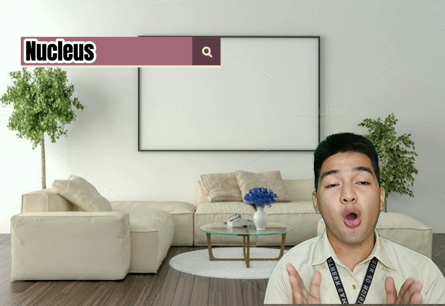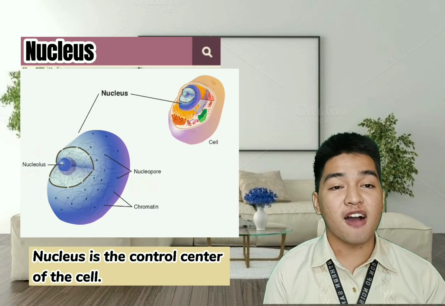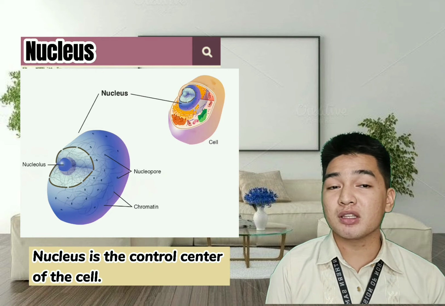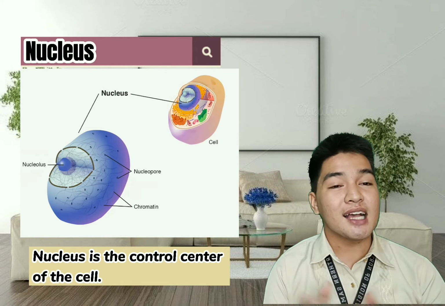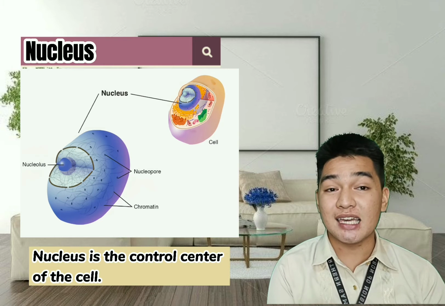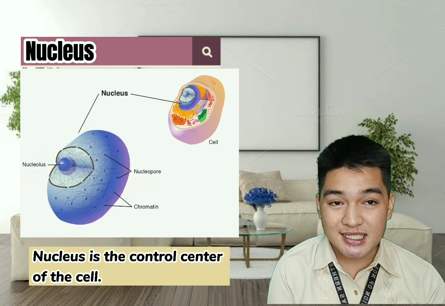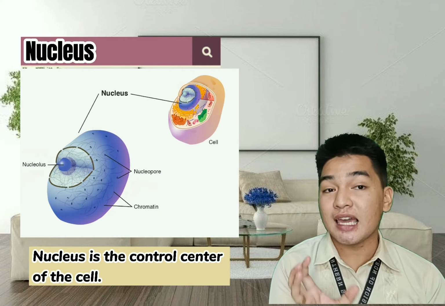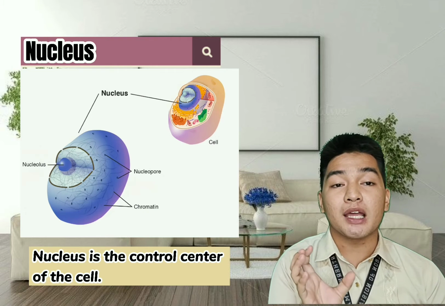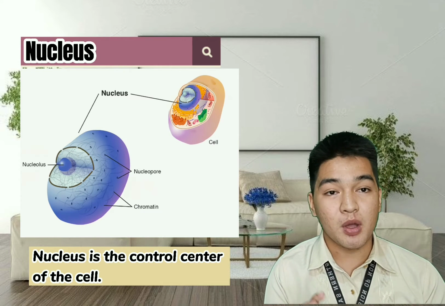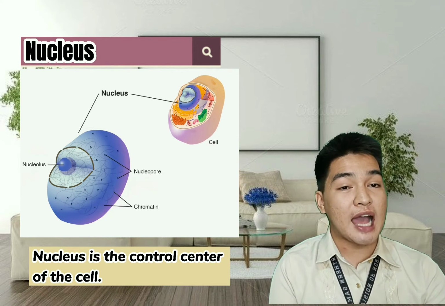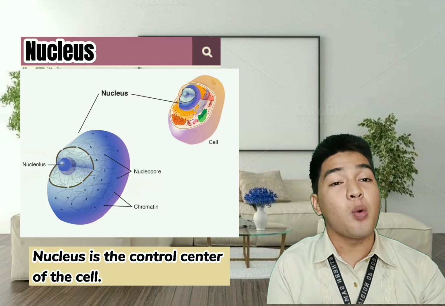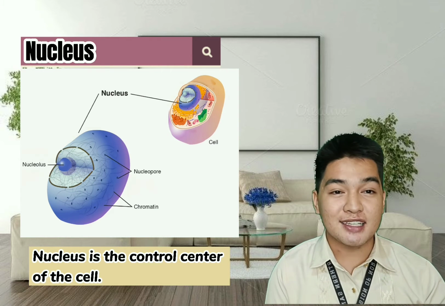Third is the most important organelle in the cell, which is the nucleus or the control center of the cell. Bakit siya tinatawag na control center of the cell? Kasi dito mo makikita ang DNA or deoxyribonucleic acid which contains the blueprint of all living organism. Kung wala ang nucleus kung saan nakapaloob ang DNA, wala tayong lahat, as simple as that.